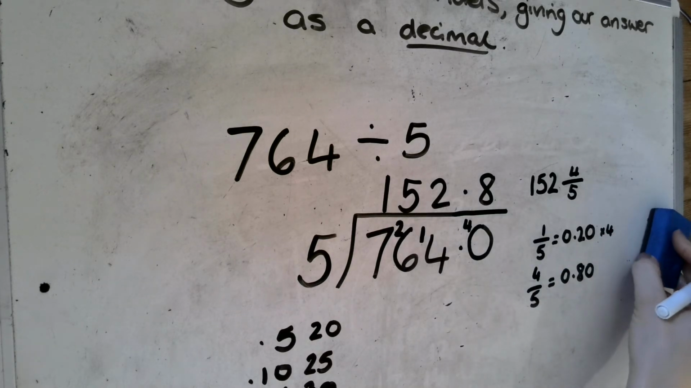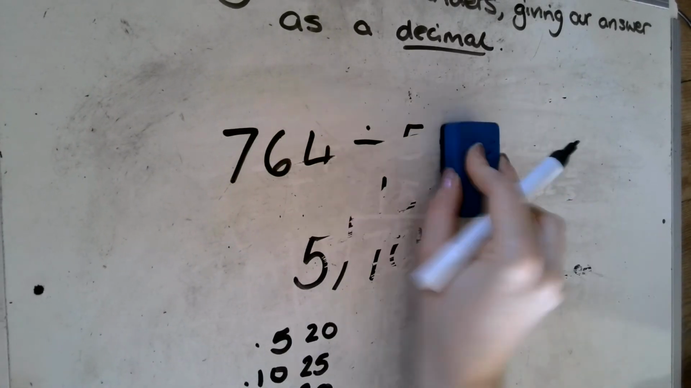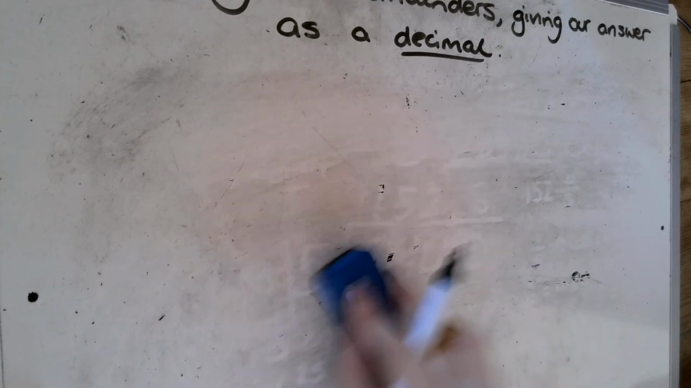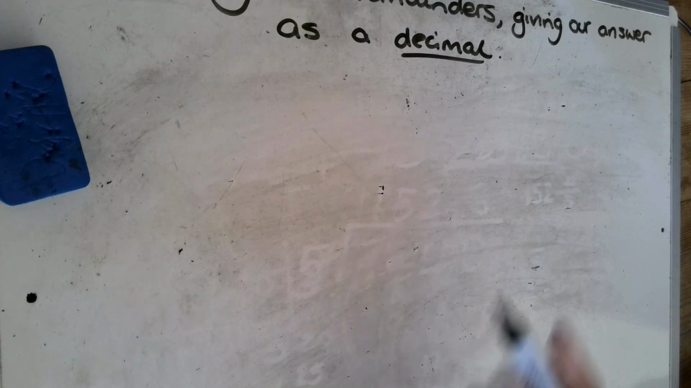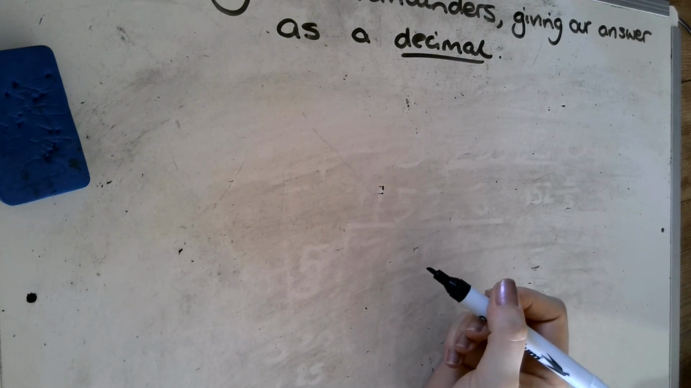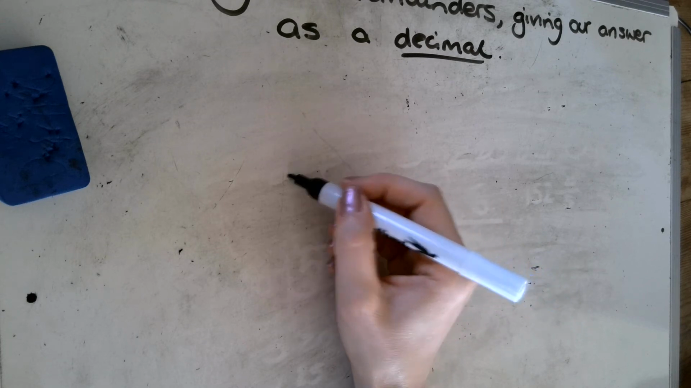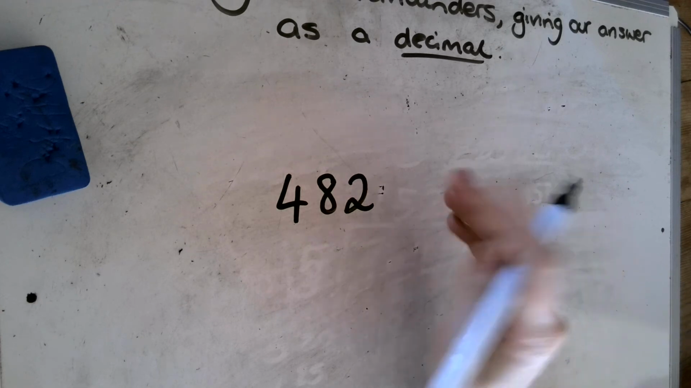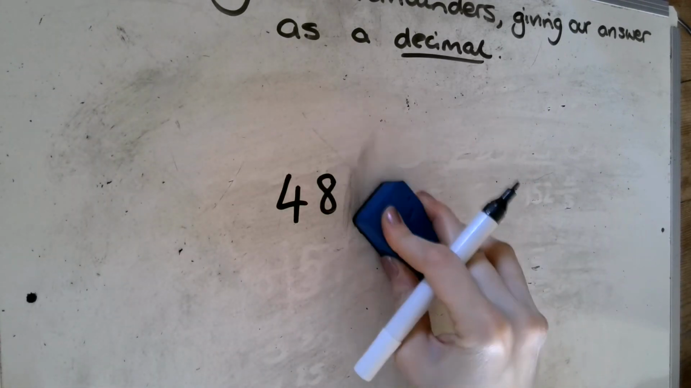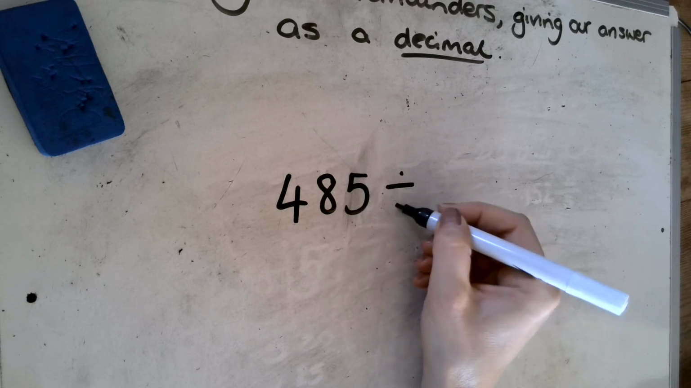So this time we're going to make it a little bit trickier, and our answer this time is going to be a 2 decimal place answer. And I'm going to show you how we're going to solve those questions when we add a 0 and we still have a remainder afterwards. So this time, on your pieces of paper or on whatever surface you're using, can you write down 400, sorry, I made a mistake, work that one out, 485 divided by 4.